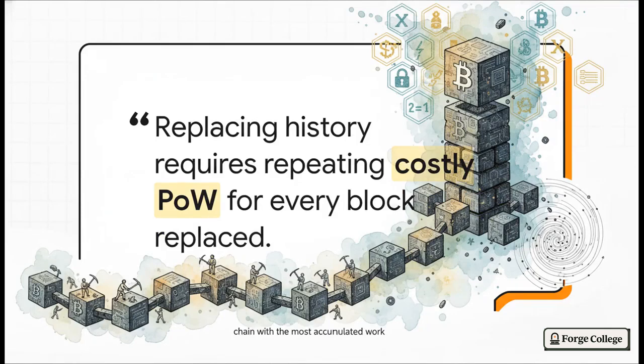The reality boils down to this. Replacing history requires repeating that costly work for every single block replaced. This creates a snowballing security effect. The deeper the box is buried in the stack, the more impossibly annoying and mathematically expensive it becomes for an attacker to alter it. The network simply defaults to the chain with the most accumulated work.